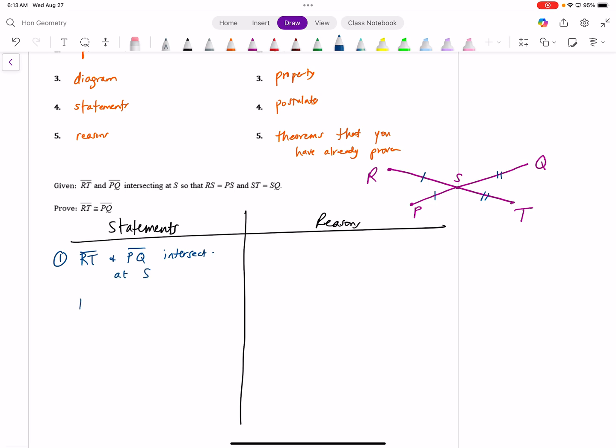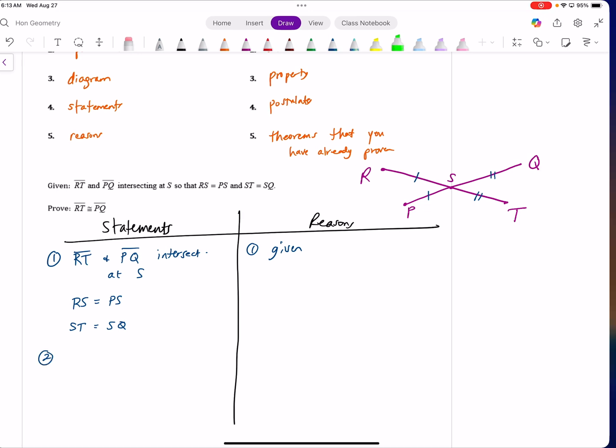I was told that RS is equal to PS. I was told that ST is equal to SQ. So all 3 of those things were given to me. Okay. Now, what am I going to do with this? And here's what we're trying to figure out.